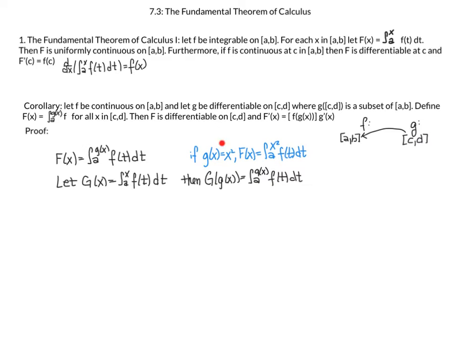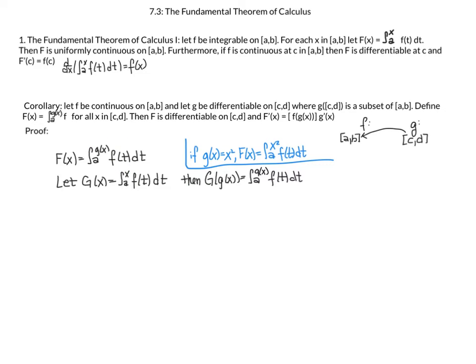So anyway, going back to the proof. Again, this is an example. It's not really part of the proof. I just wanted to see what was going on. So let capital G of x now equal the integral from a to x of f of t dt. You can see how this is related to our F of x. The only difference is instead of g of x as the upper limit of integration, I have x.